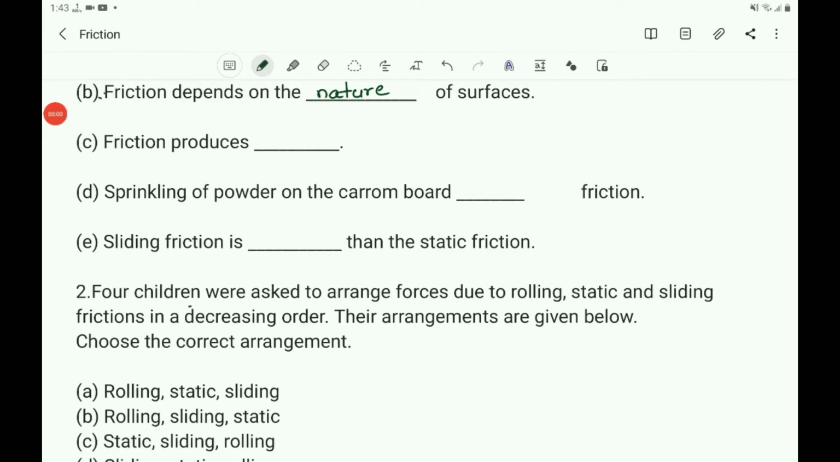Next, C: Friction produces heat. Friction produces heat.